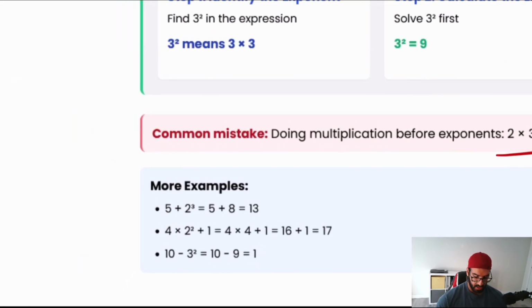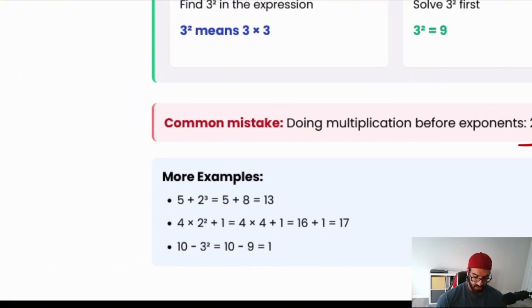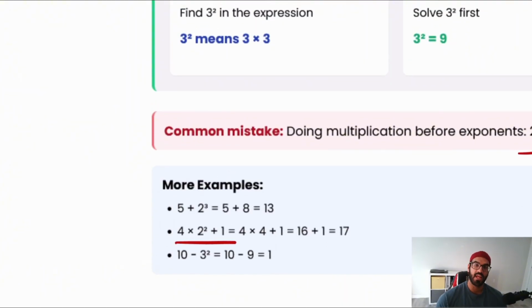So let's see another kind of example. I have 5 plus 2 to the power 3. Obviously we know first of all I have to do the exponents, right? 2 to the power 3 is 8. 8 plus 5 is equal to 13. Easy. 4 times 2 to the power 2 plus 1. So what should I do right now? First of all, I have to find the exponents. I don't care if I have multiplication, subtraction, addition, or any other kind of things on the other side. If I don't have any parentheses, I'm going to do the exponents. 2 to the power 2 is 4.